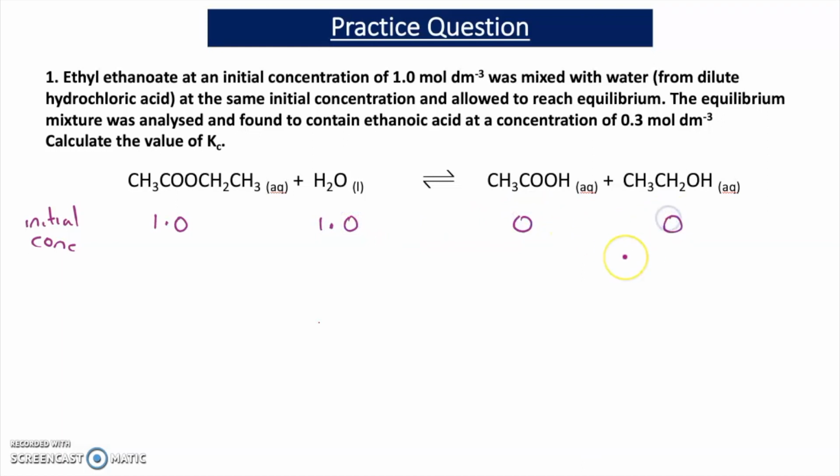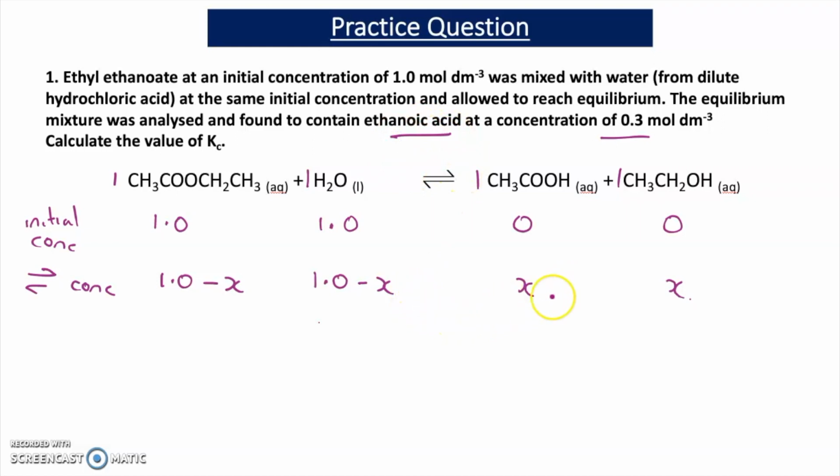So once again I put in the initial concentrations. So we have an initial concentration of the ester of 1 mole per decimeter cubed, and of water 1 mole per decimeter cubed, and 0 of my 2 products. So if I represent the number of moles that react with X, the concentration at equilibrium of the ester would be 1 minus X, and the concentration of water would be 1 minus X. And it's 1 minus X rather than 1 minus 2X because there's 1 mole of the ester and 1 mole of water in the equation.